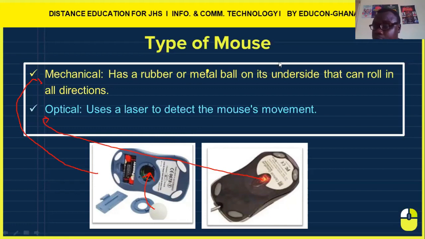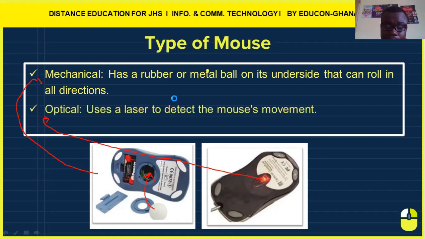Somebody raised their hand. Tete, hello. Hello. Tete just raised the hand. I can see the hand raised on my screen. Do you want to ask a question? Okay. She's not talking. Let's move on. All right. So now these are the two types of mouse. Let's move on to the next input device. We don't have to waste time.